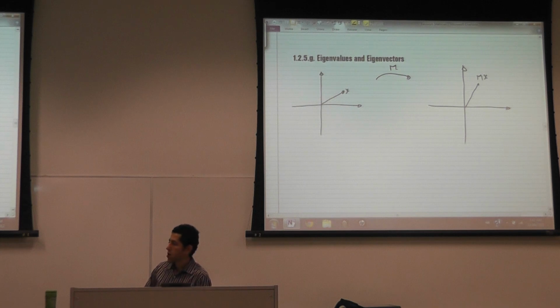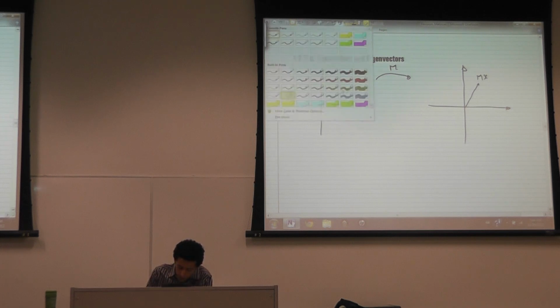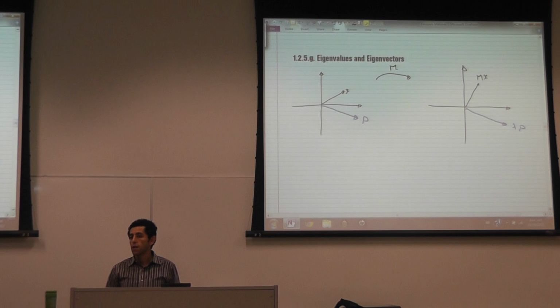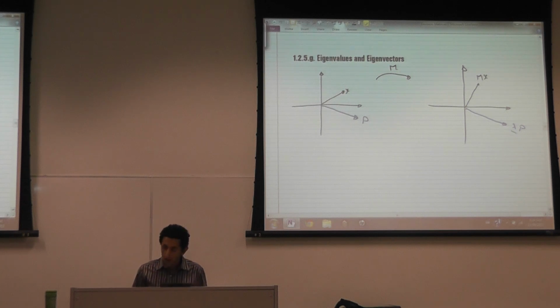Now this vector could be longer, could be shorter, could be in the same direction, could be rotated, could be zero, it could be a lot of things. If it happens that I find a vector called P, and when I multiply the matrix by that P, I get the same direction, but longer or shorter, then I call this vector the eigenvector of M, and I call the multiplier the eigenvalue of M.